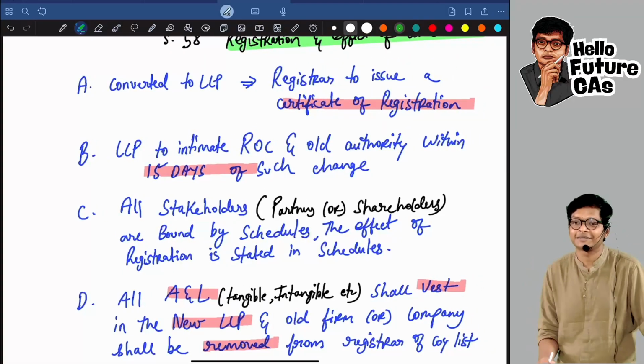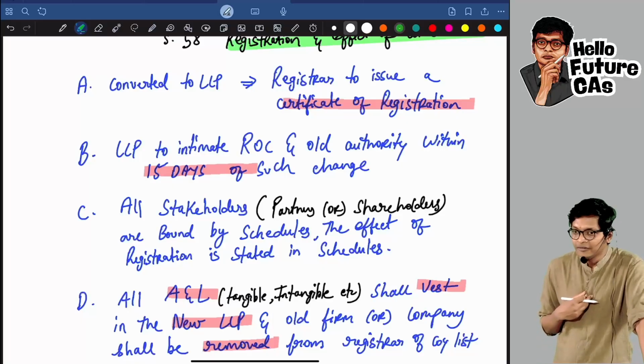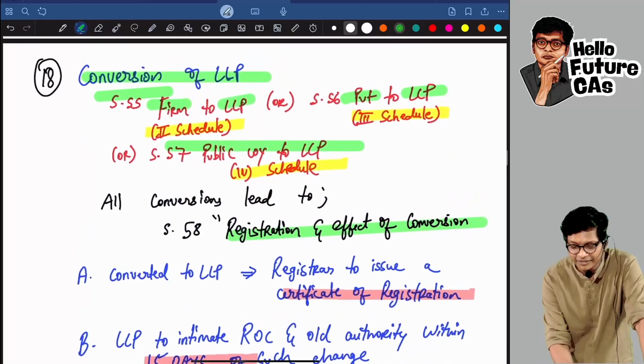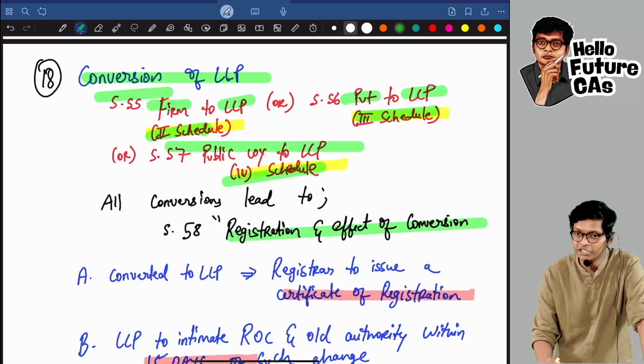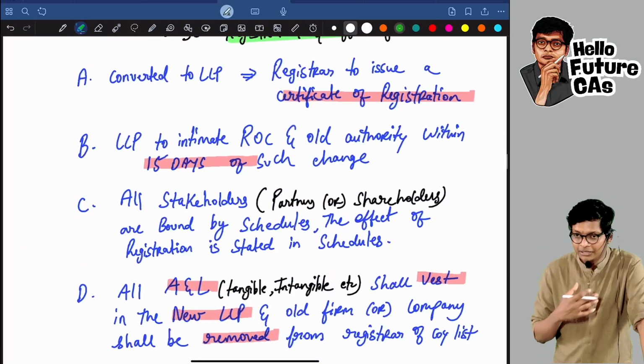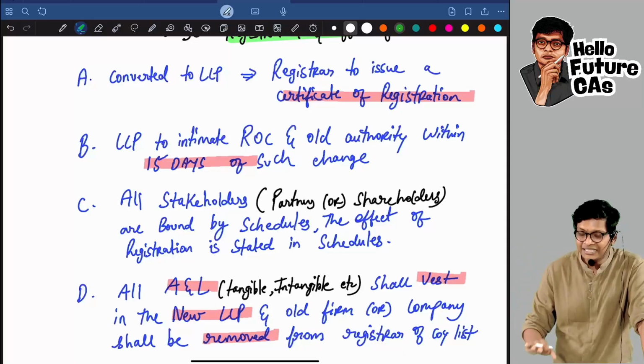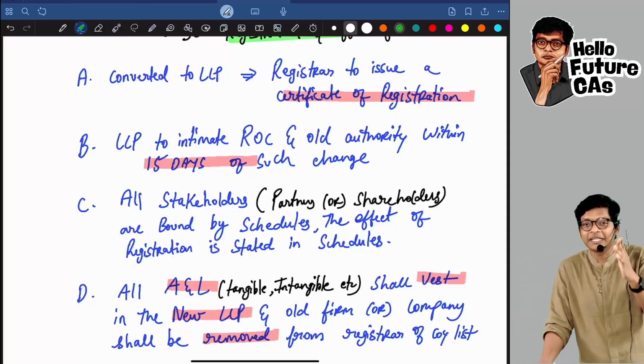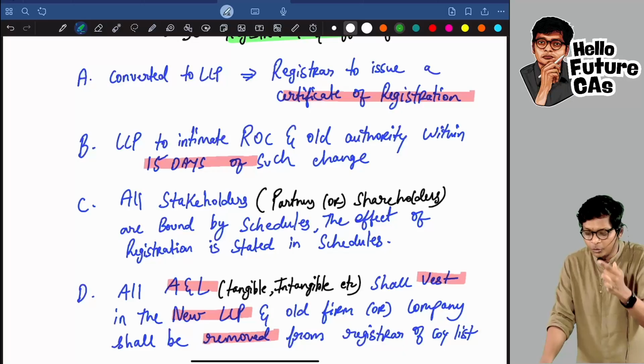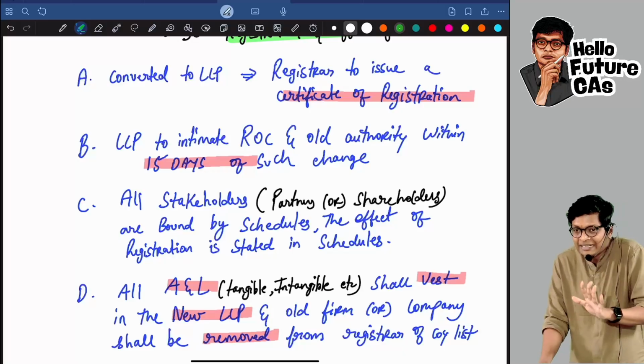Thankfully, not in syllabus. How to convert is not in syllabus, because that conversion is given in the second schedule, third schedule, fourth schedule. What is there in the schedule? Thankfully not in syllabus. But if the conversion takes place, if the private company, public company or firm gets converted to LLP, what will happen? I will tell you.